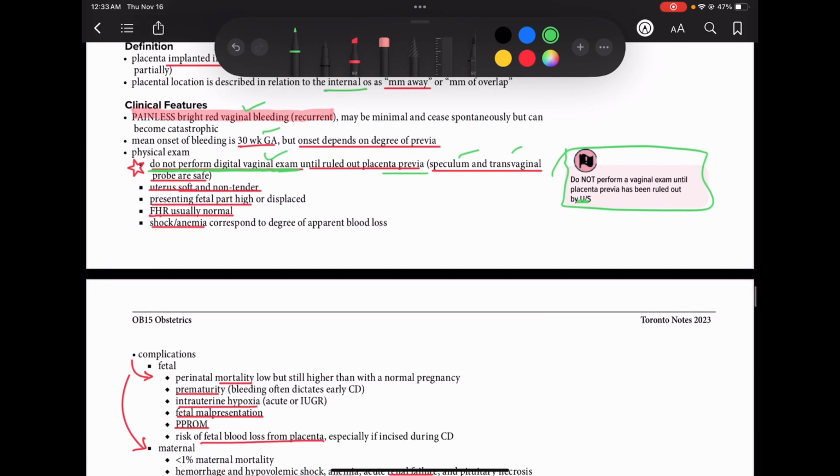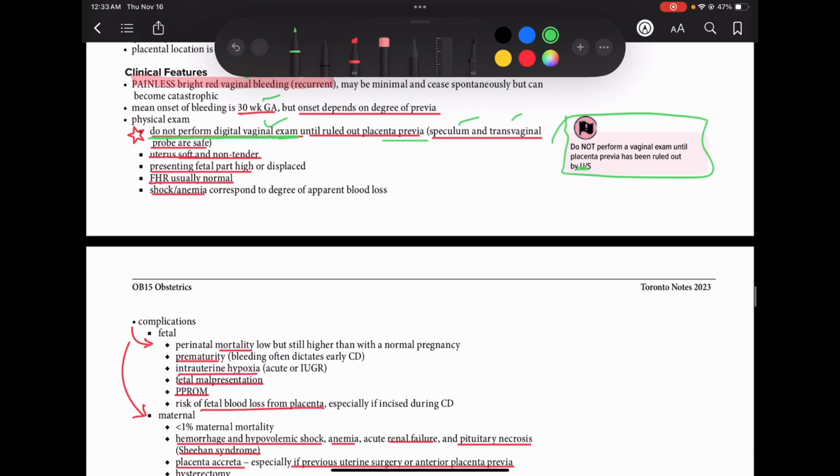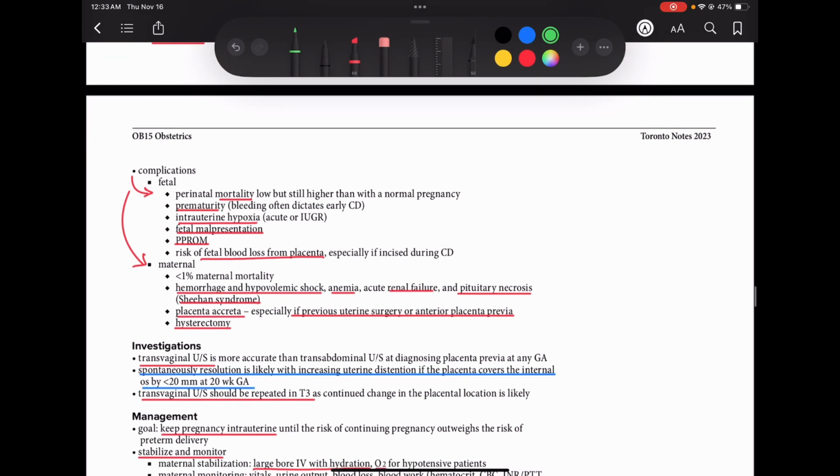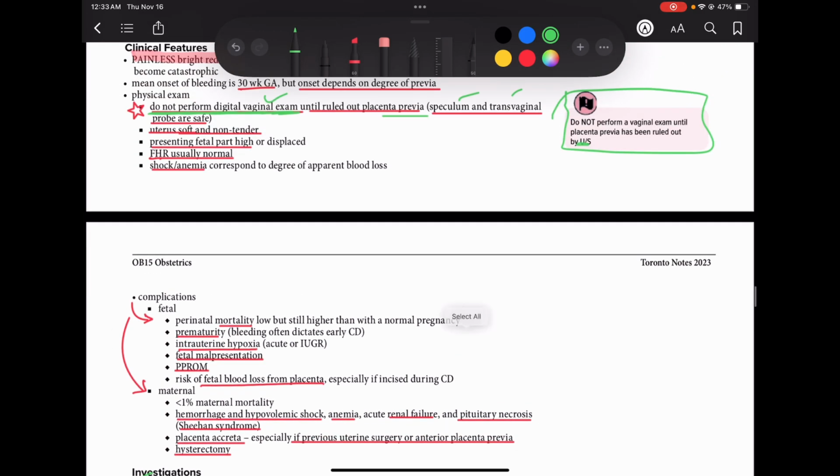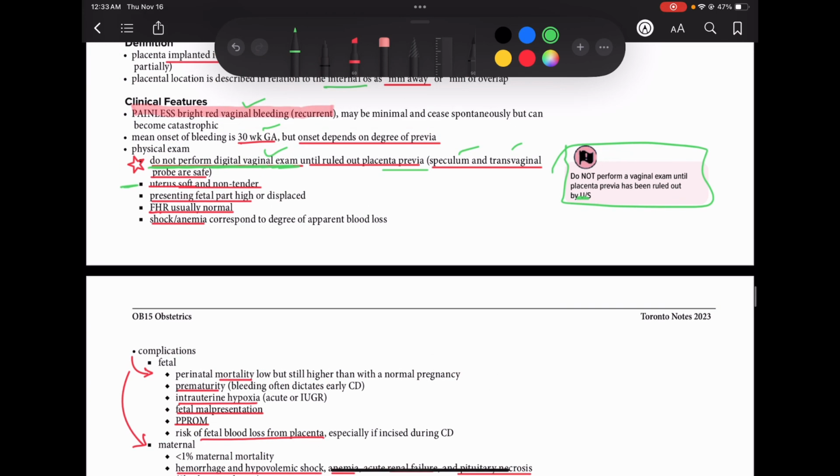And transvaginal ultrasound is the one which picks it up earlier. Yes, right here. Transvaginal ultrasound is more accurate. All right. So what would you see? You'd see a uterus which is soft, non-tender, because this is painless. Placenta previa is painless. Presenting fetal part can be high or displaced. Fetal heart rate might be normal.